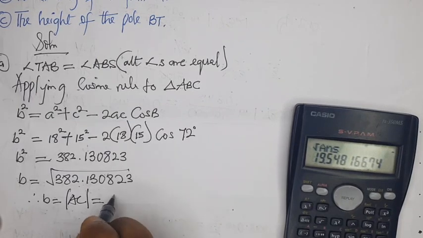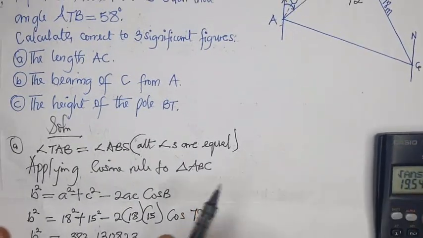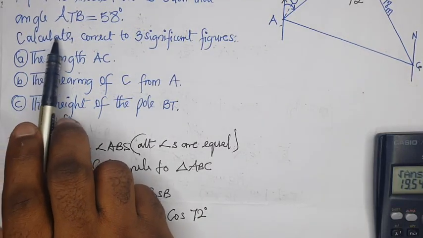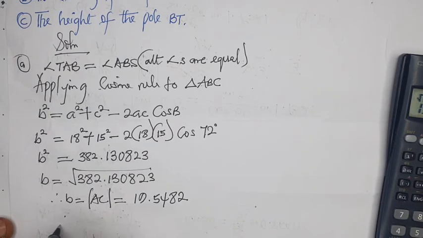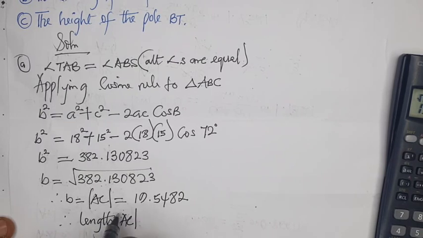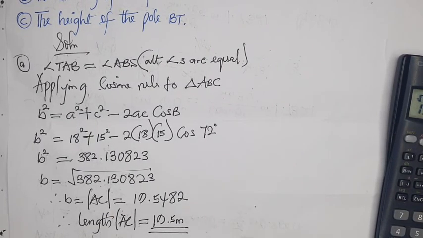19.5482. But the question told us in the beginning that all the calculations should be corrected to 3 significant figures. Therefore, we simply say that length AC is equal to 19.5 meters. Okay, the first answer is done.